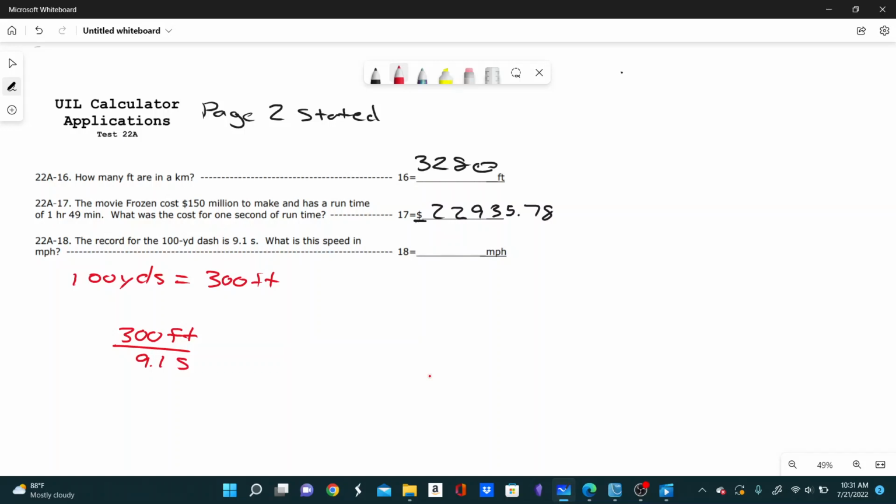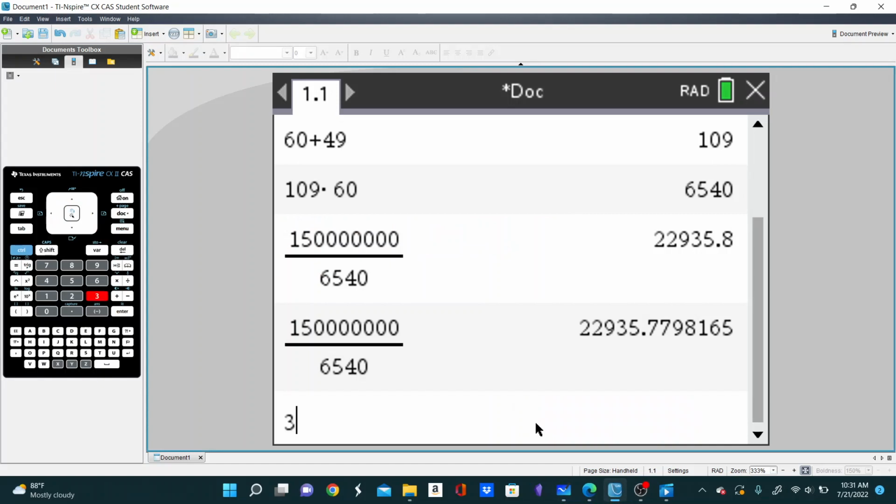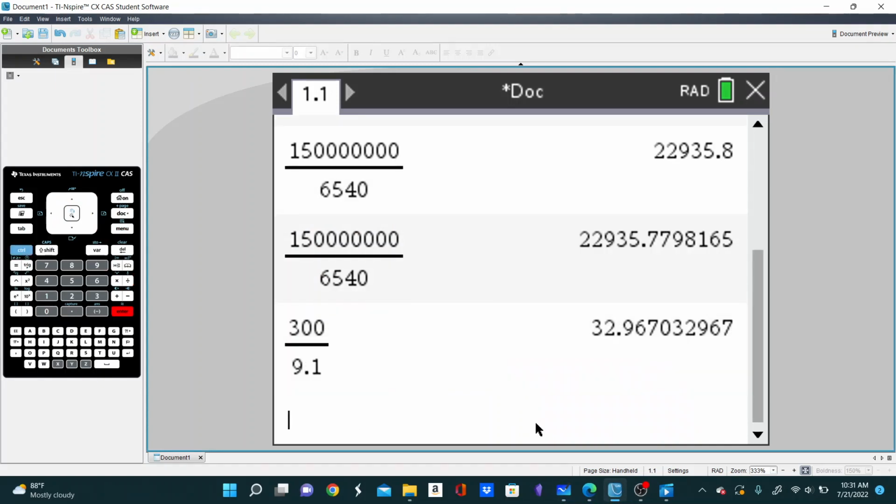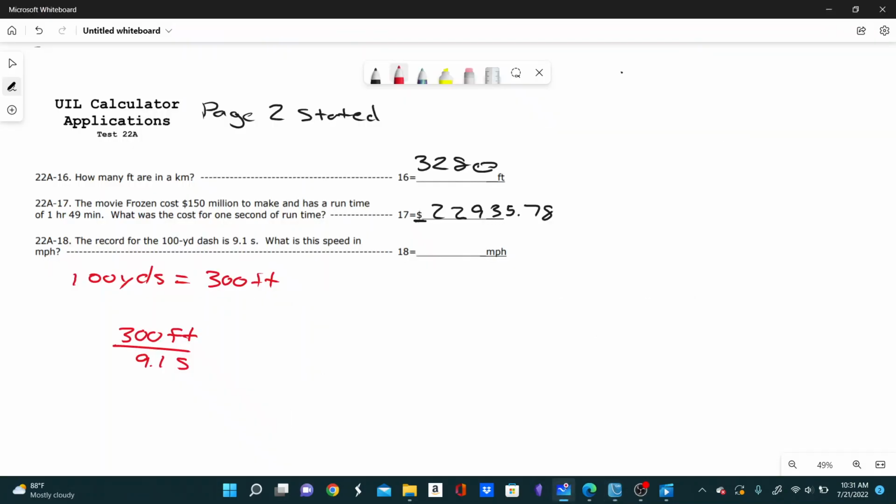And then I can use the conversion factor, or let's see, actually, let me divide this first. 300 divided by 9.1, that's going to be, I'll round it off, 32.967 feet per second. And then I can use the conversion factor. I know that 22 feet per second is equal to 15 miles per hour. This conversion comes in handy a lot more than you would expect, actually. So 22 feet per second equals 15 miles per hour.